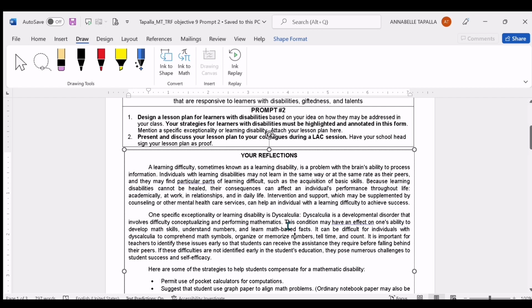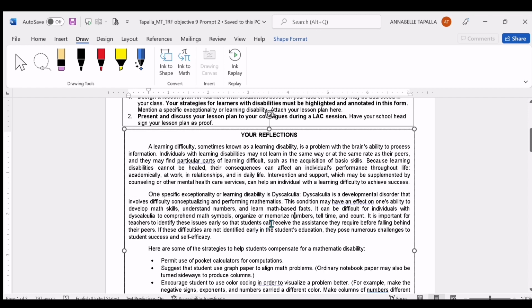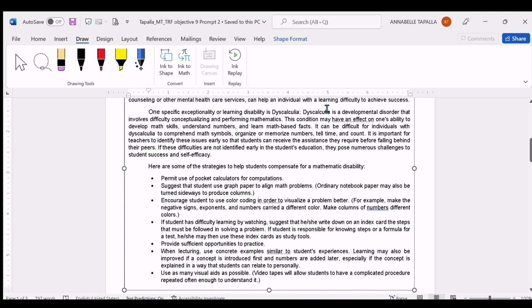So, this condition may have an effect on one's ability to develop math skills, understand numbers, and learn math-based facts. It can be difficult for individuals with dyscalculia to comprehend math symbols, organize or memorize numbers, tell time, and count. It is important for teachers to identify these issues early so that students can receive the assistance they require before falling behind their peers. If these difficulties are not identified early in the student's education, they pose numerous challenges to student success and self-efficacy. So, ito po yung akin. So, dyscalculia po ito for the math learning disabilities.